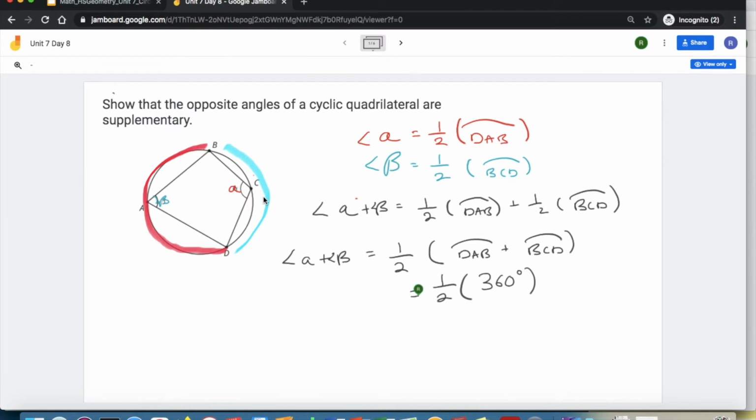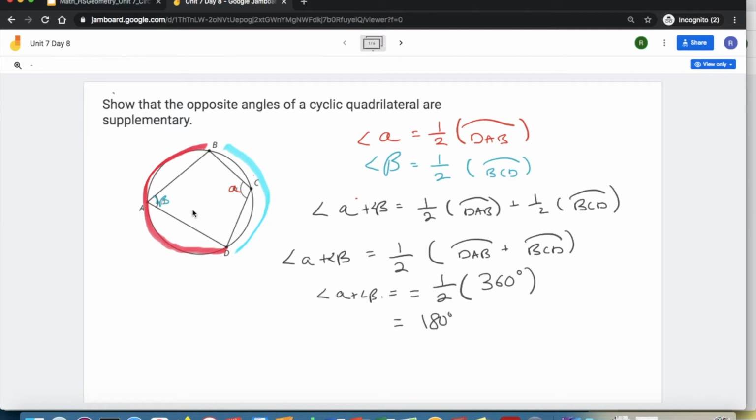And what have I proved? I proved that angle alpha plus angle beta, I'm going to rewrite that, are going to be 1/2 of 360. Well, that's just equal to 180 degrees, so they're supplementary.